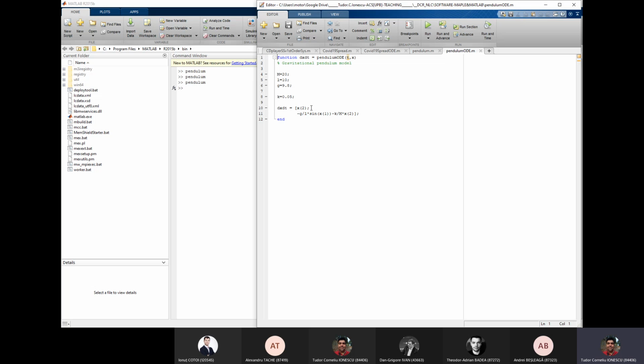This is the pendulum. Here we've got the mass of the pendulum, which is 20. The length of the rod or the beam, which is 10. Maybe this is a bit too much. And the gravitational constant, which is 9.8. And we also have a friction coefficient of 0.05. And these are the equations we have just written.